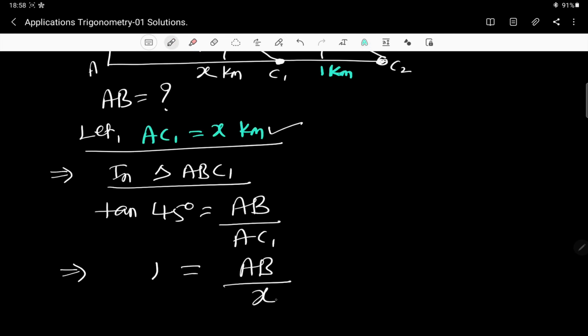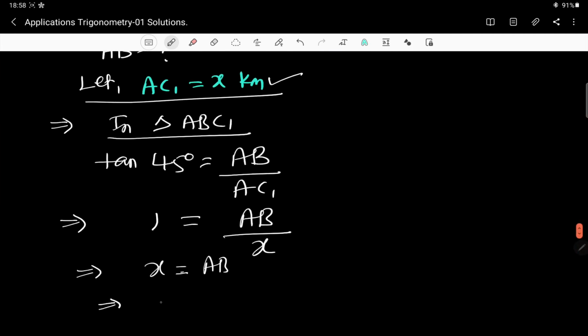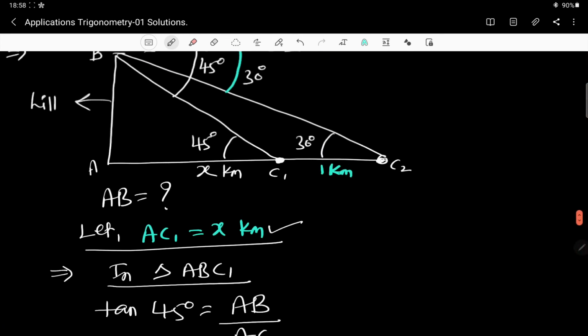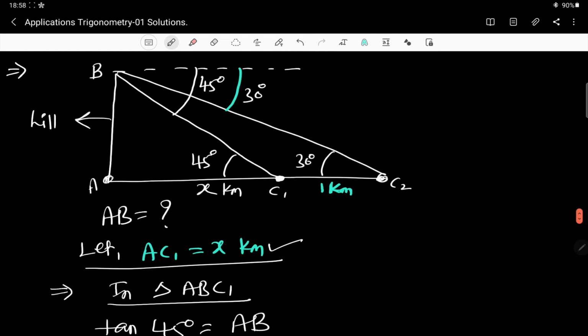So I will write it as x. Let me send this x this side. 1 into x is x, which is equal to AB. That means this is the height of the hill, no? So this AB is equal to x. I mean this is also x kilometer. Correct, no? Whatever this AB is, the height of the hill, it is x kilometer.